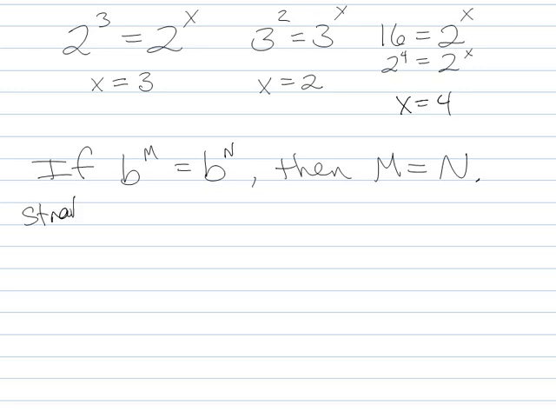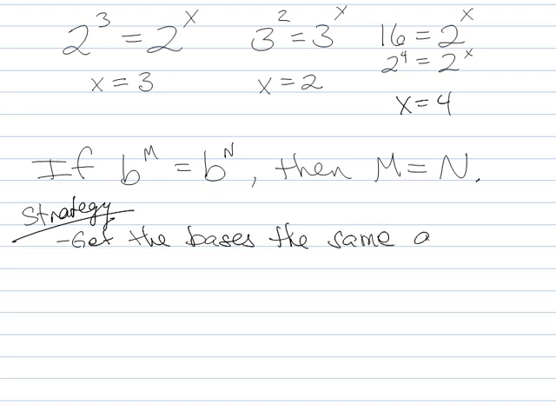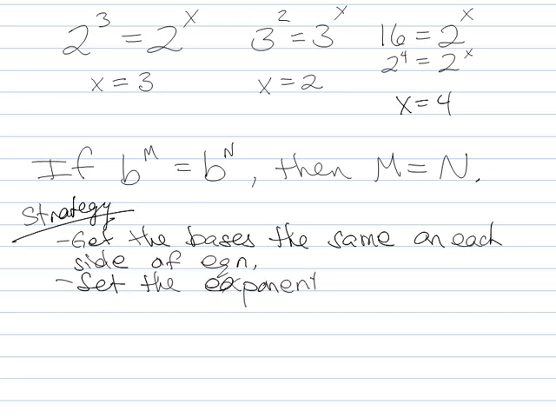Our basic strategy on these kinds of problems would be you get the bases the same on each side of the equation. And then you're going to set the exponents equal to each other. And it's really that straightforward. You're going to get the bases the same, you're going to set the exponents equal.